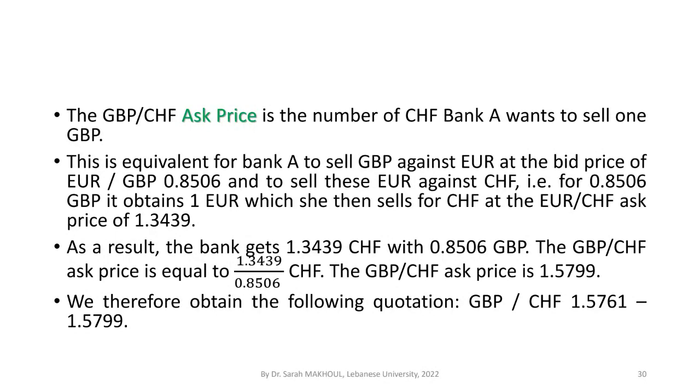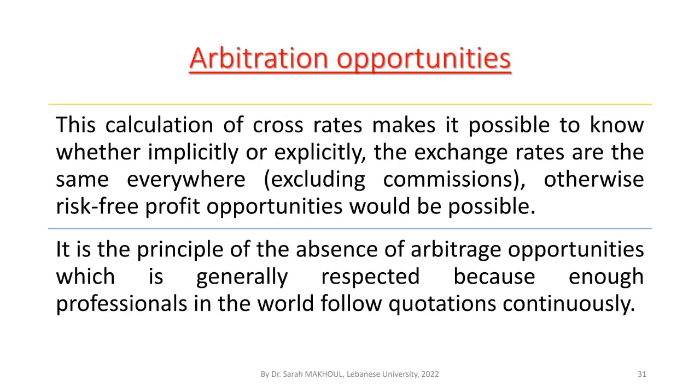That's how they get the ask price for one pound against 1 Swiss franc: 1.5799 per each. Therefore, we can obtain the following quotation for each single pound against the Swiss franc as a cross calculation from the quotations shown.